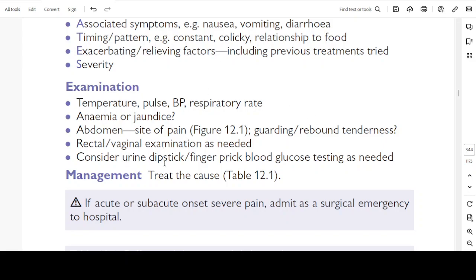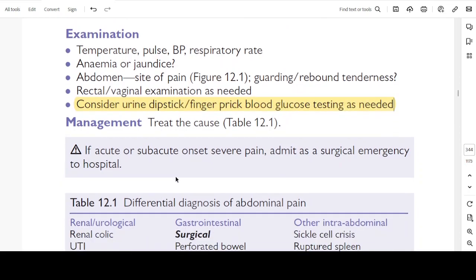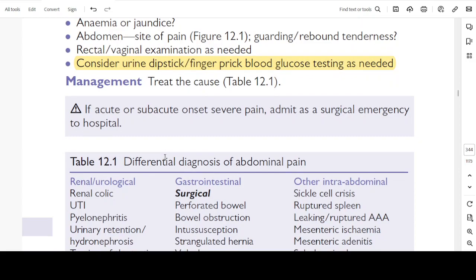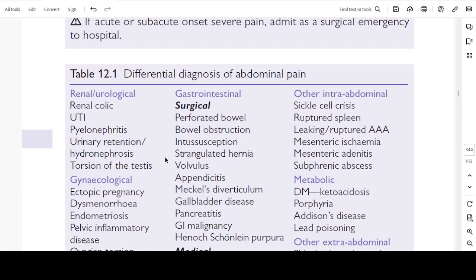Consider a urine dipstick, finger prick blood glucose testing as needed. So after doing a local examination, then you can consider doing a urine dipstick test for infection and a finger prick glucose test if there are other causes of abdominal pain like diabetic ketoacidosis. Management: treat the cause. If acute or subacute onset severe pain, admit as a surgical emergency to hospital.